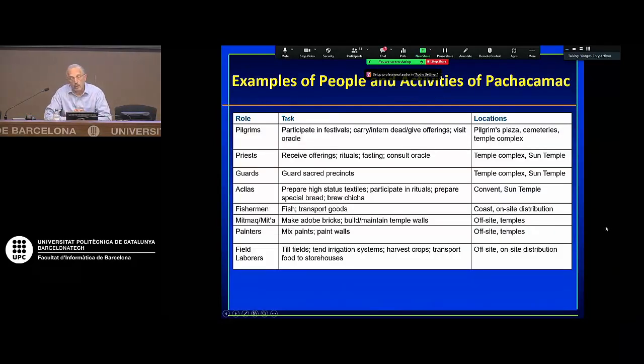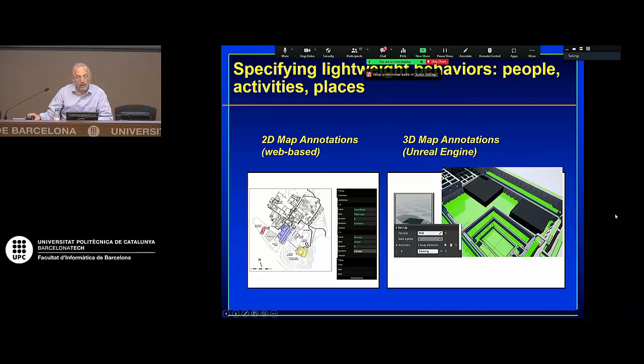Now, one of the things that we were interested in using here was the notion that people have roles. Not to be critical, but a lot of crowd simulations are pedestrians who wander around in spaces. Maybe they're evacuating, that's fine. Maybe they're going on transit, that's fine. But here we have a very distinct group of people who have very distinct roles. They're pilgrims, priests, guards, fishermen, painters, field laborers, and they do specific things, are highly constrained, and they do them in specific places. So it fit exactly into that stochastic lightweight model that we had before. So that's what we did.